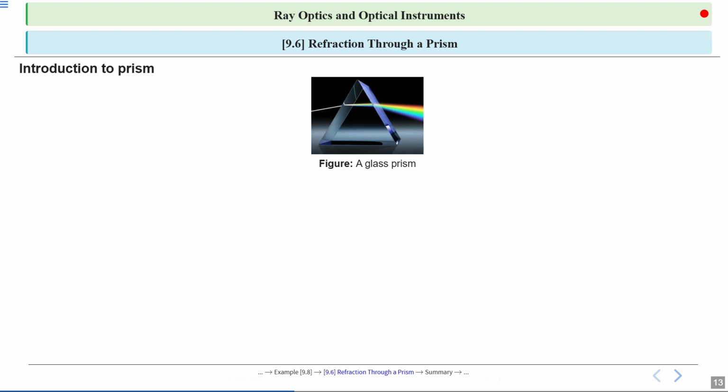So here we have an image of a glass prism. Notice its triangular shape, which is crucial for its optical properties. This visual will help us understand how light interacts with the prism surface.